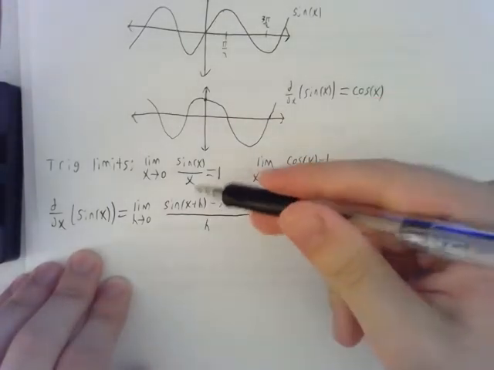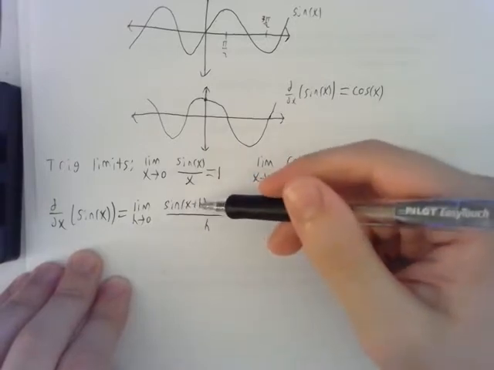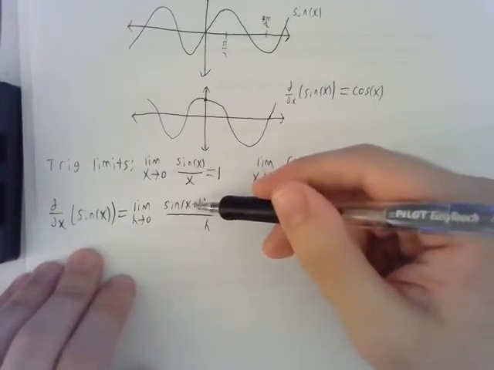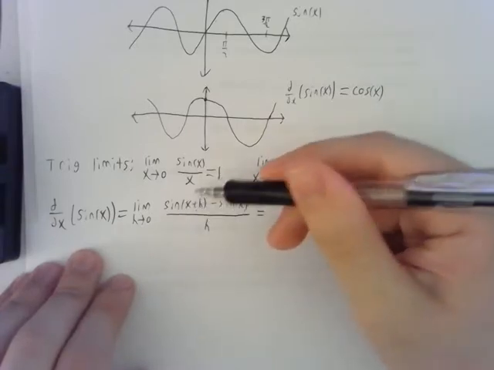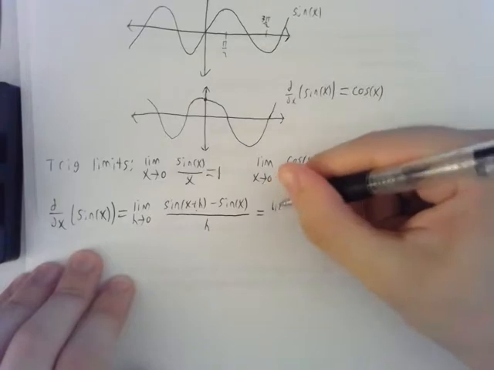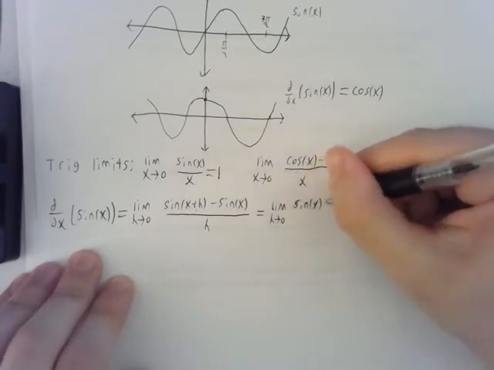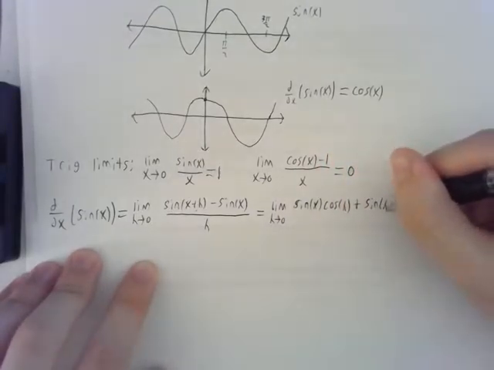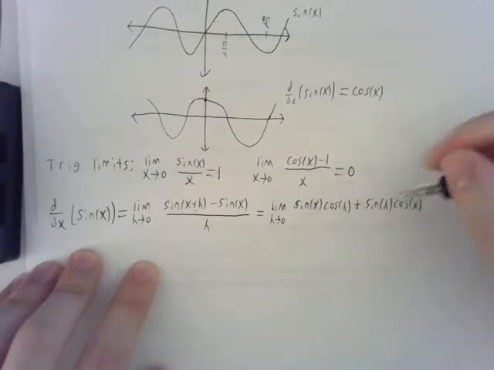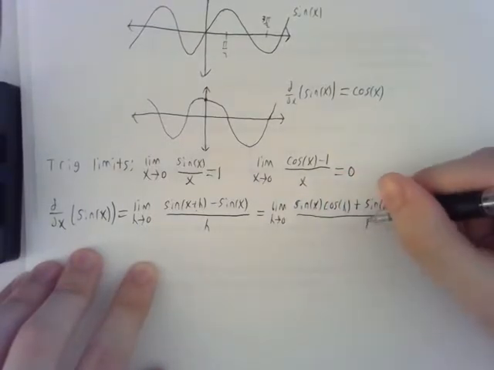Now there's a trig identity which lets you find sine of x plus h. So if you want to remind yourself of trig identities, there is a worksheet posted on the Sakai website that has a bunch of them listed. One of them is a formula for sine of x plus h. And if we apply that formula, then we get sine of x cosine of h plus sine of h cosine of x. So that's what we get from applying that trig identity. Then minus sine of x, all divided by h.